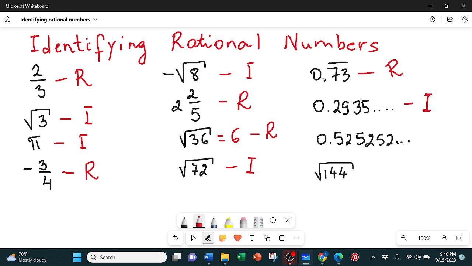The following number, 0.525252, we can rewrite as 0.52 repeating, and in this case, this is a rational number. Radical of 144 is 12. It's a whole number. That's a rational number.